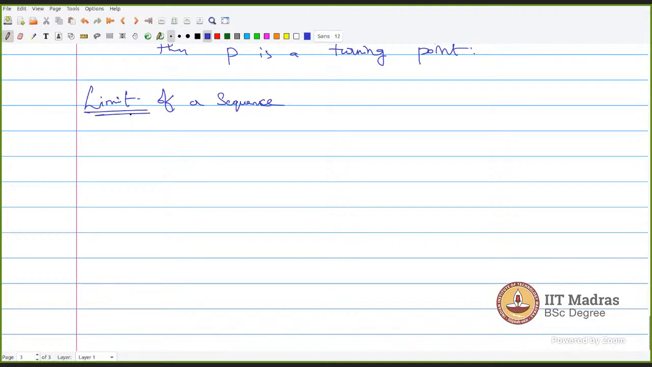Okay. So let us start by stating this. I have a sequence {an}. What does this mean actually? What does this curly bracket around an mean? I am saying that this is a sequence of real numbers.